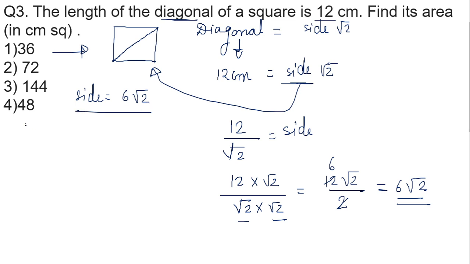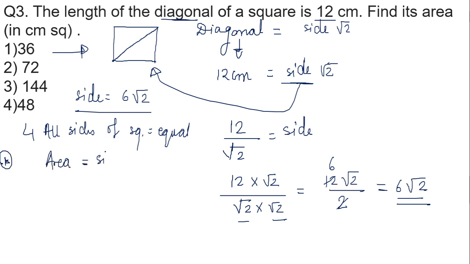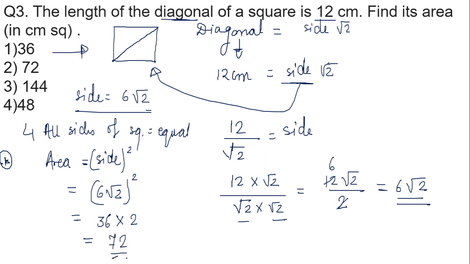The second thing that we know is all the sides of the square are equal. Please note it down. Now we know the formula for the area of the square: area of the square equals side square. We know the value of the side, that is 6 under root of 2, squared. 6 square is 36, and root 2 into root 2 will give me 2. So 36 into 2 will give me 72. So the correct answer for the given question is option number two, that is 72. The area of the square is equal to 72 centimeter square. Got it?